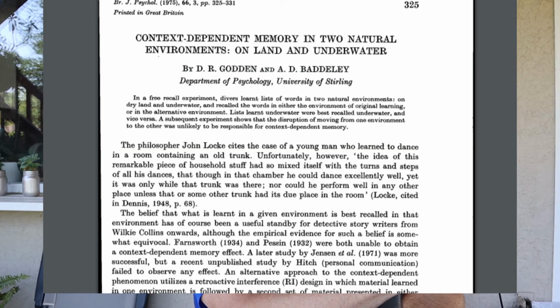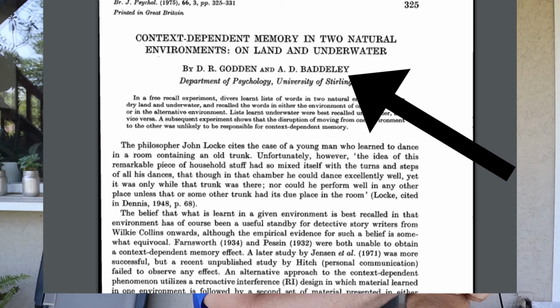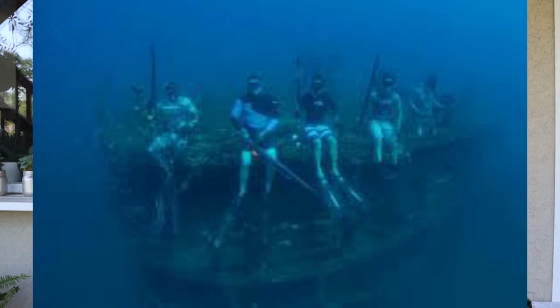What they did is they took people who are certified to scuba dive. You have to pass training and go through some qualification to scuba dive. And they took, let's say, 100 scuba divers. Half of them, 50 of them, got their scuba gear on and went in the water. Then they were shown lists of words. They had a certain period of time.